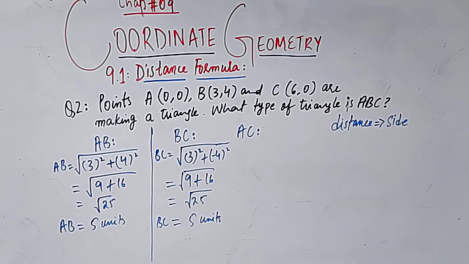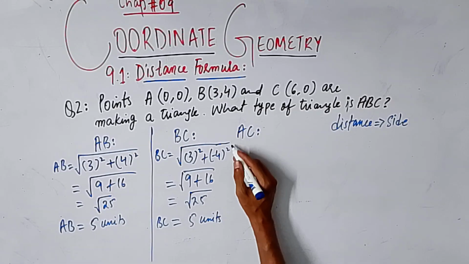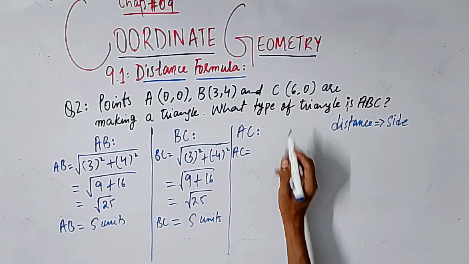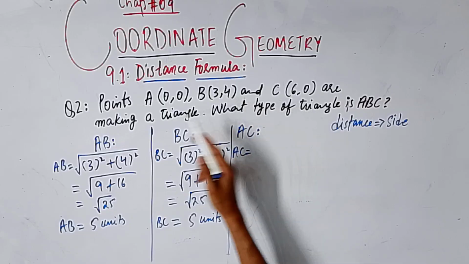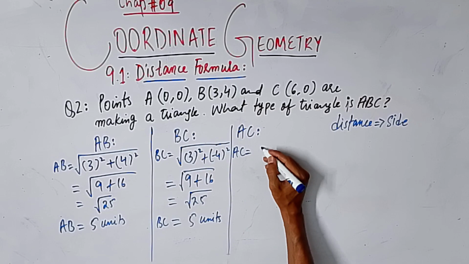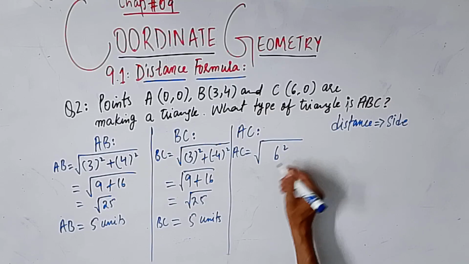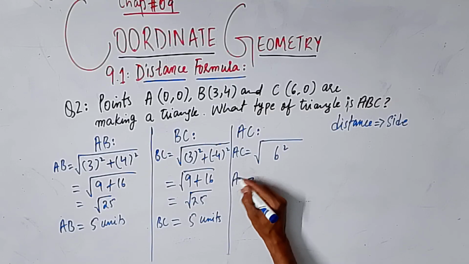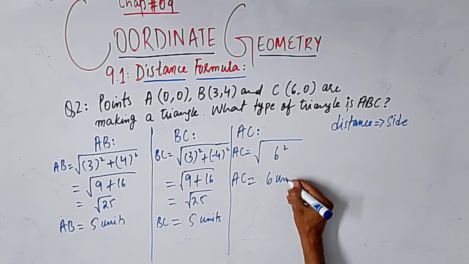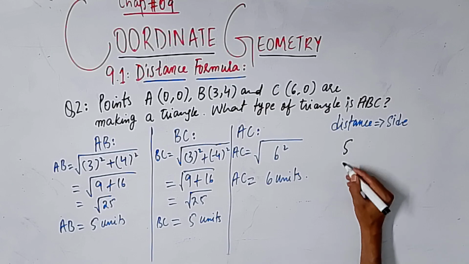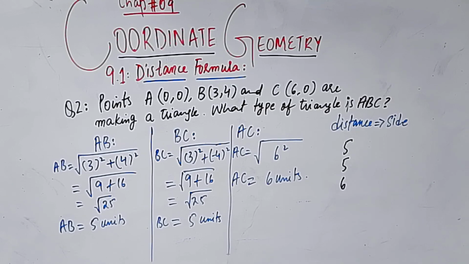Now the third one is AC. So for AC also we will apply the formula. So x2 minus x1 means 6 squared, and then 0 minus 0 will be 0. So you will leave it as it is. So its answer will come 6. So these are the 3 sides of the triangle: 5, 5, and 6. So what is this type of triangle?